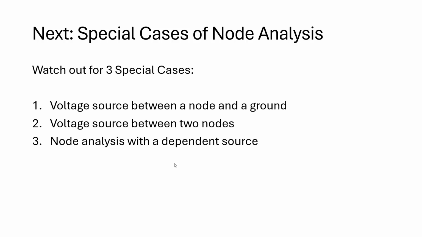All right, let's go ahead and move on to our next topic, which is special cases of node analysis. We'll briefly review these 3 special cases, and then we will move on to actually solving some practice problems. Here are the 3 cases we want to watch out for. First, when we have a voltage source between a node and the ground, or a reference voltage. Second case is when we have a voltage source between two nodes. And our last case is node analysis when there is a dependent source in the circuit. Let's go through these one by one.